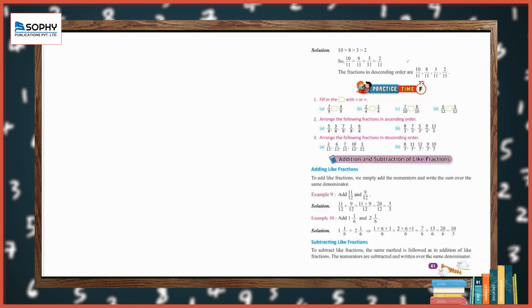So first is 10, then 8, then 3 and then 2. Next is our practice time app, students. In this one, what we have to do, we have to fill in the boxes. Which one is greater, 7 by 9 or 4 by 9? Very good, students, 7 by 9 is greater.